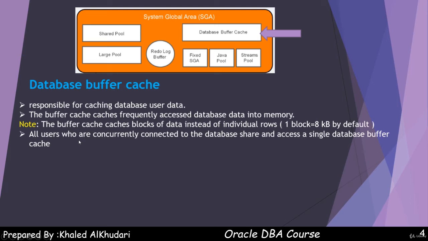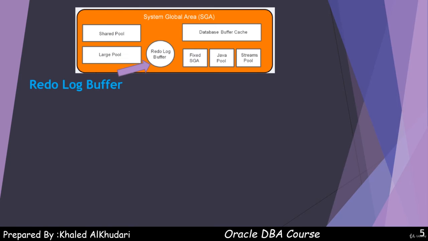All users who are connecting to the database share and access a single database buffer cache. Remember this, and that's why we call it System Global Area, SGA. So it is a shared memory for all users. The buffer cache includes the keep pool, recycle pool, and many others, and there is no need to go deep into these subcomponents. Now we will talk about the redo log buffer.